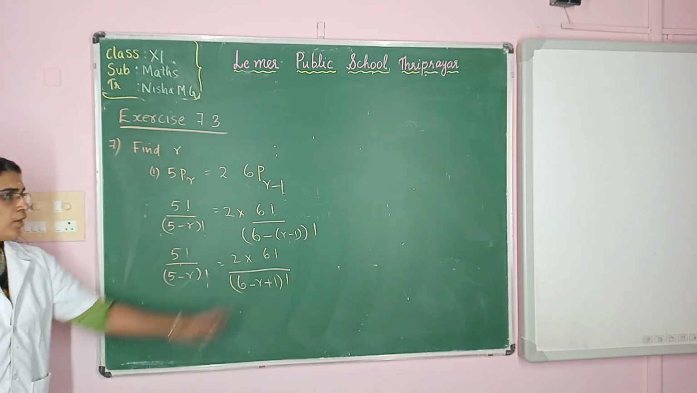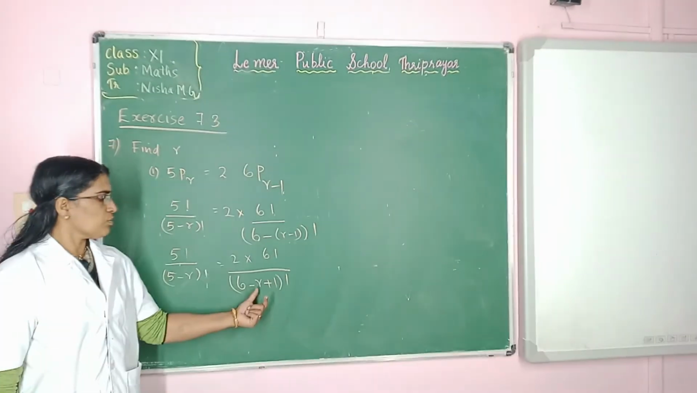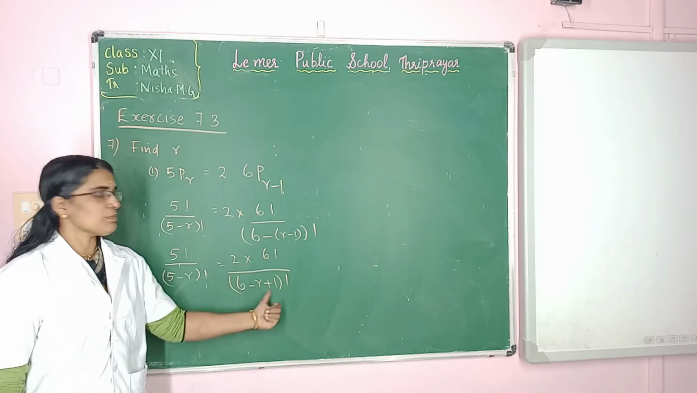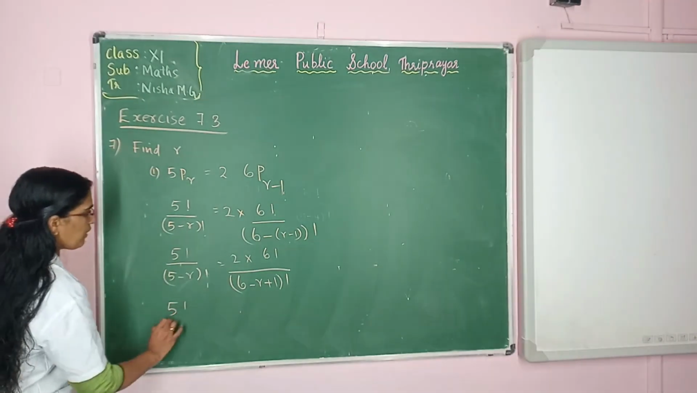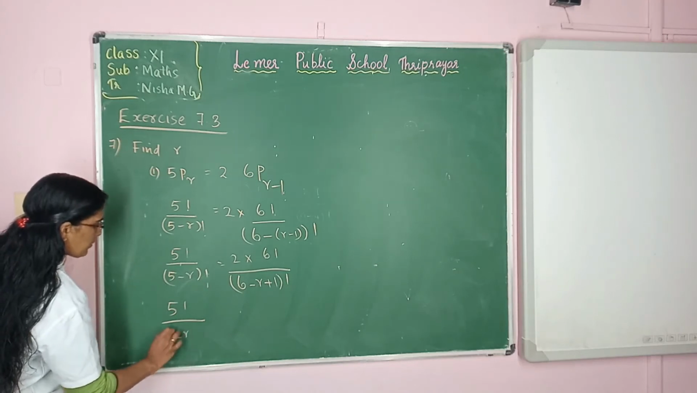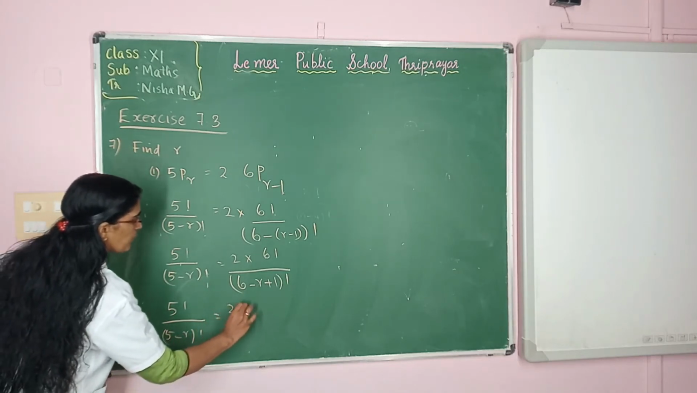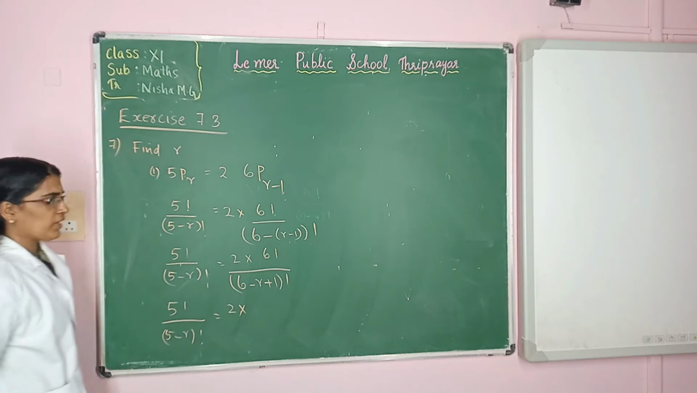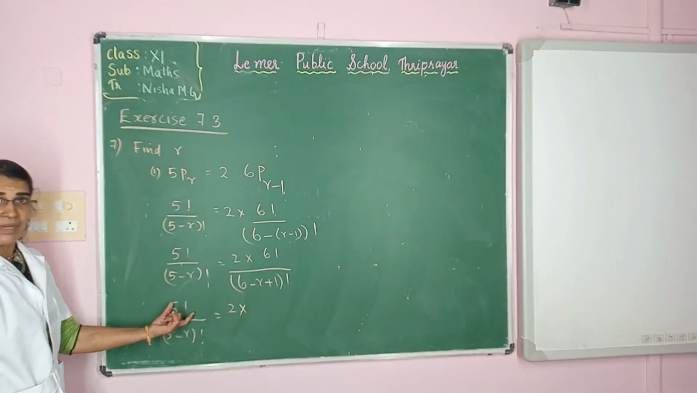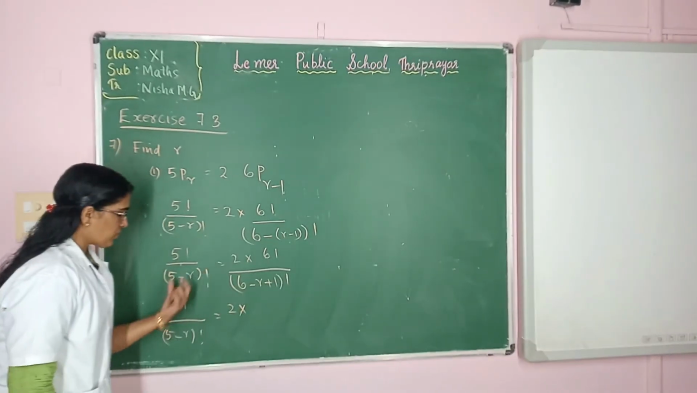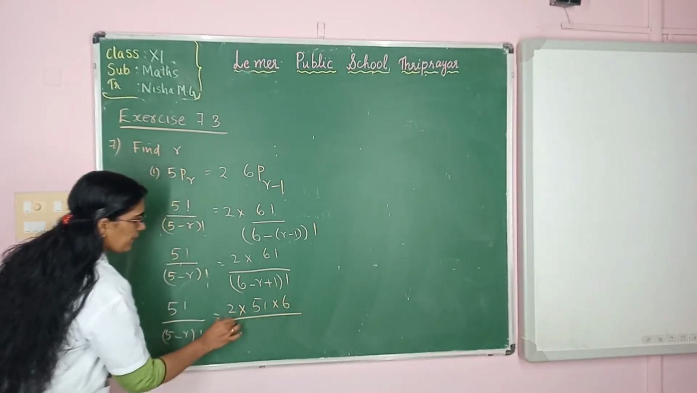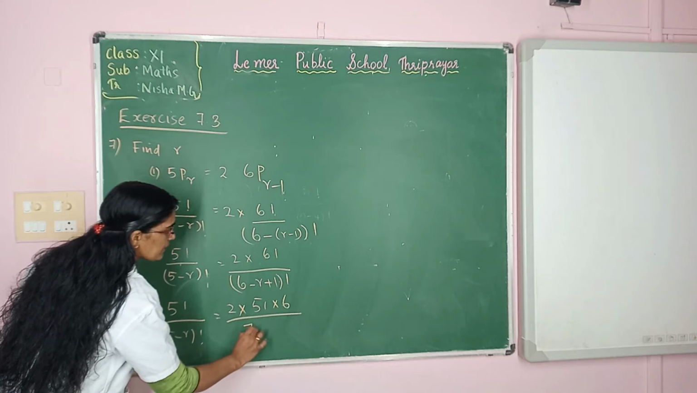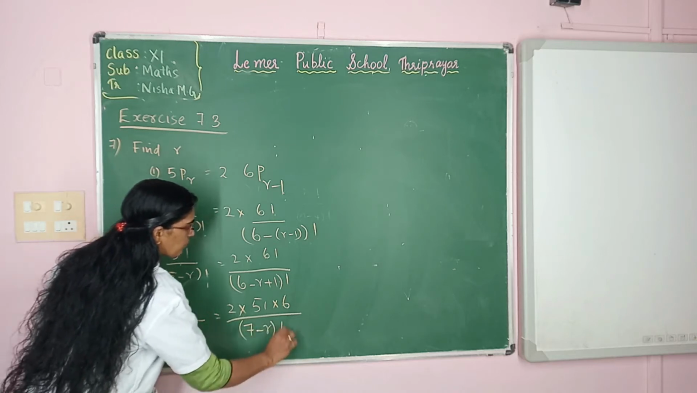Is it clear, children? Open the bracket. r changes to minus 1, minus into minus is plus. Now next step we can write 5 factorial by (5 minus r) factorial is equal to 2 into 6 factorial. How can we write here? Already we have 5 factorial. So 6 factorial, how to write? 5 factorial into 6 divided by (7 minus r) factorial.